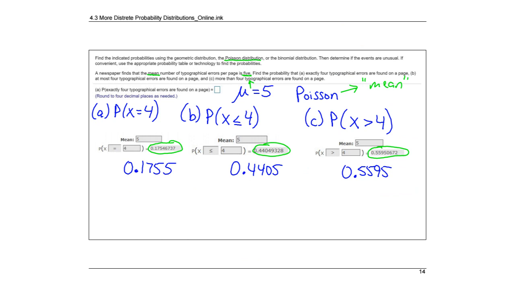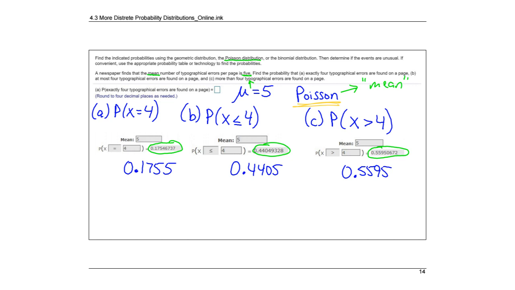All right, again, they're asking us to find first whether this is geometric, Poisson, or binomial. The problem is a newspaper finds that the mean number of typographical errors per page is 5. Okay, so I see that mean, that means that I have a Poisson. Find the probability that exactly 4 typographical errors are found on a page.